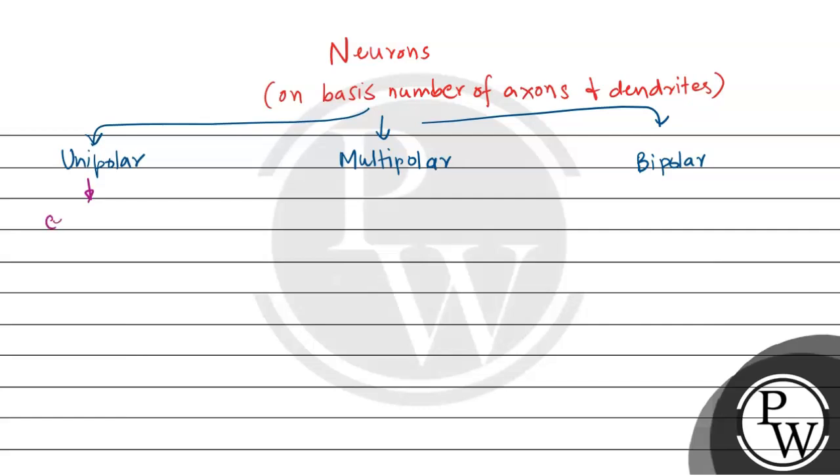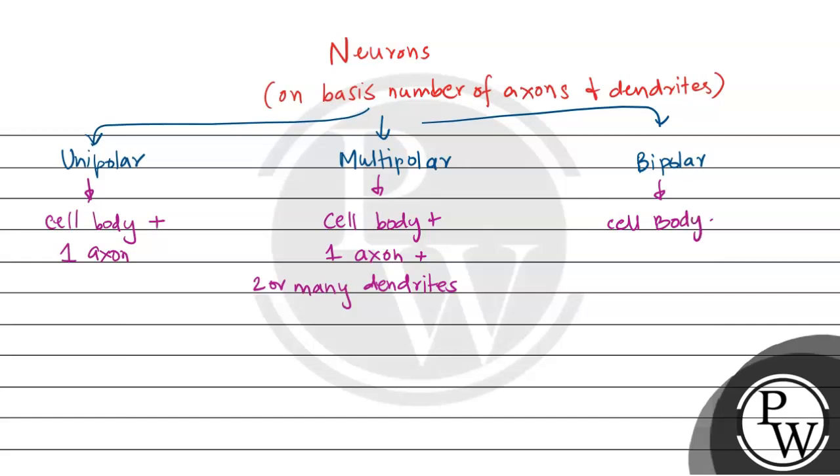Unipolar neurons are basically a cell body plus one axon only. There are no dendrites. A multipolar neuron has a cell body plus one axon plus many dendrites, two or many dendrites. And bipolar neurons have a cell body plus one axon and only one dendrite.